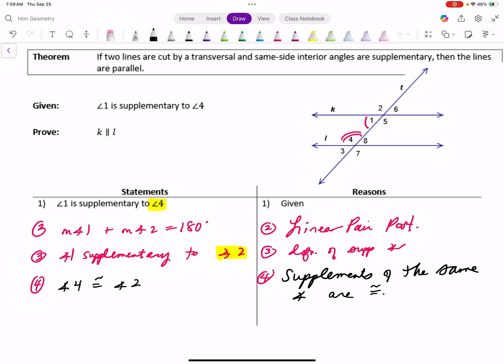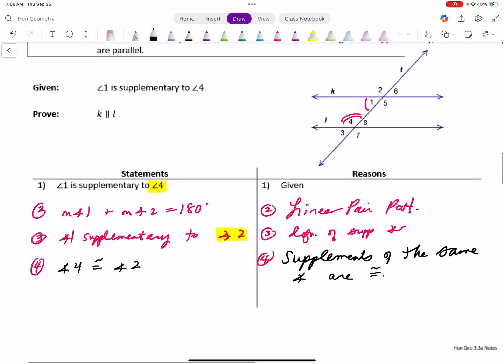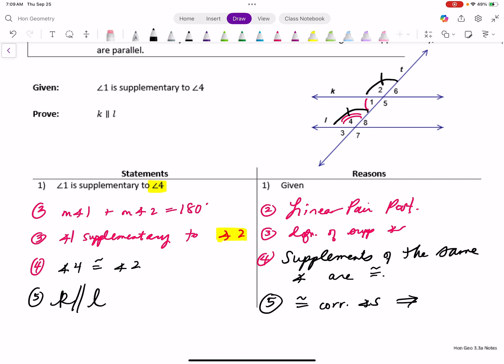So that way we could use that theorem instead of having to go through all the adding up to 180 stuff, which we could have. This will just get us there quicker. And so now we know that angle 2 is congruent to angle 4, and those are corresponding angles, which leads us to K being parallel to L, because congruent corresponding angles implies parallel lines cut by a transversal.